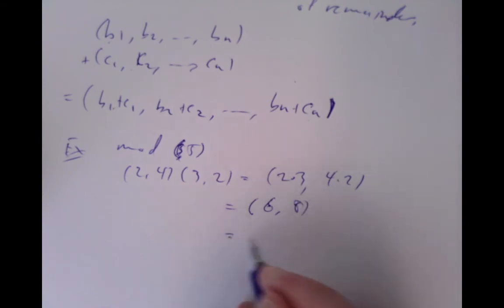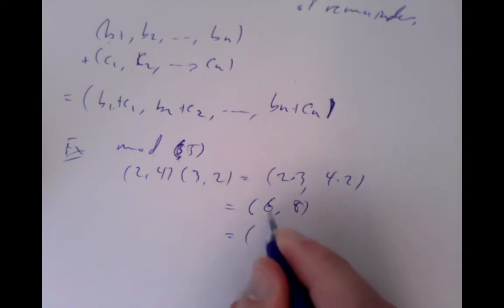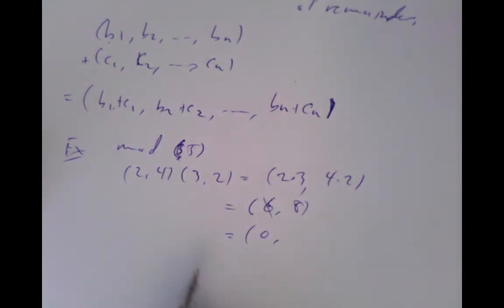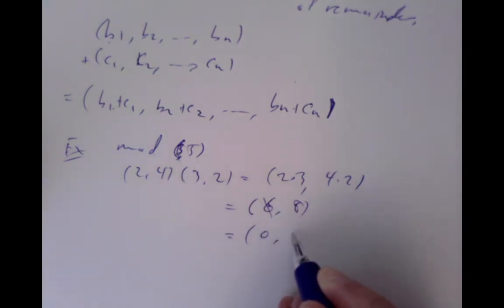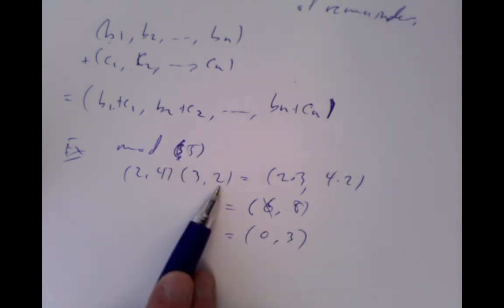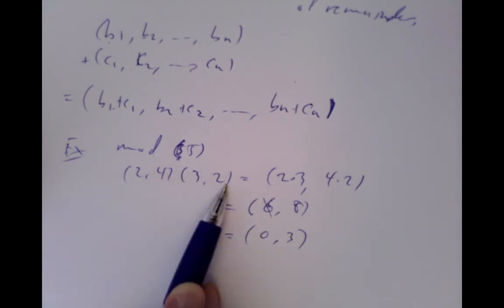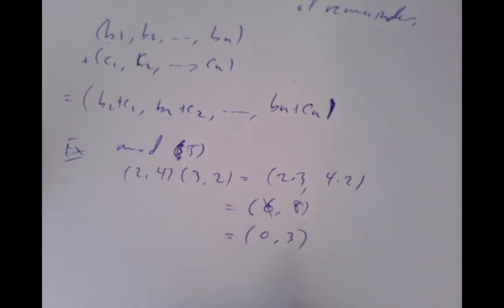But we're working up to 3s and 5s. So we get to kill off all the 3s. There's two of them here, so we get that to 0. We get to kill off all the 5s from the 8, leaving us 3. And so that's how we can multiply sequences of remainders. You multiply the individual entries, the 2 times the 3, the 4 times the 2, and then when you're done, you take remainders, modulo 3, modulo 5. So it's easy to do the calculations. It's harder to explain what it means than to actually do it.